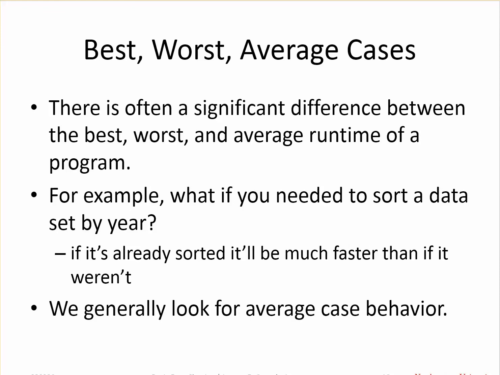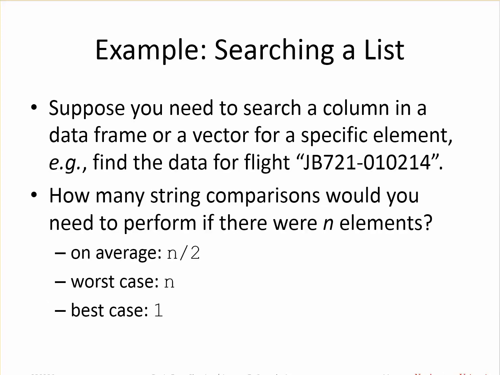Of course, there's also often a significant difference between the best case, the worst case, and the average runtime of a program. For example, what if you need to sort a data set by year? Well, if it's already sorted, it'll be a lot faster to do that than if it weren't sorted. So generally we look for average case behavior and worst case behavior. We want to know in the worst case what's going to happen, and on average what's going to happen.